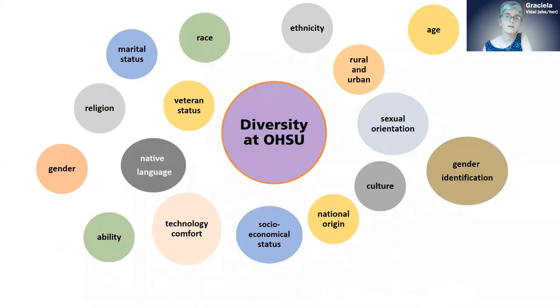So yes, COVID affected us all differently, and that is due to the fact that we're all very diverse in different ways. So we wanted to clarify the definition of diversity at OHSU. The definition we use at OHSU is quite broad and includes not only race and ethnicity, but also native language, national origin, sexual orientation, gender identification, religion, marital status, rural versus urban, technology comfort.